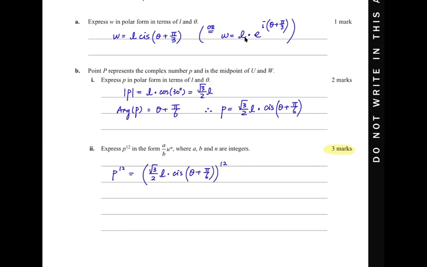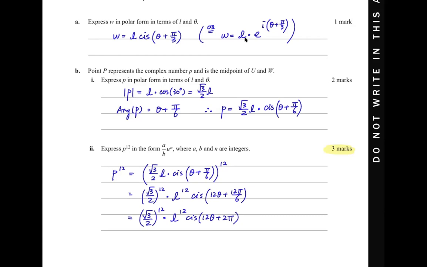So now, you should have (√3/2)^12 times r^12 cis(12θ + 12π/6). And this should be (√3/2)^12 times r^12 cis(12θ + 2π).